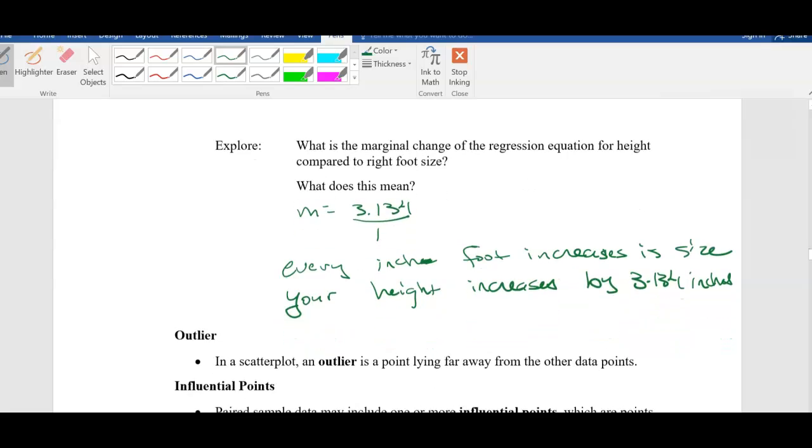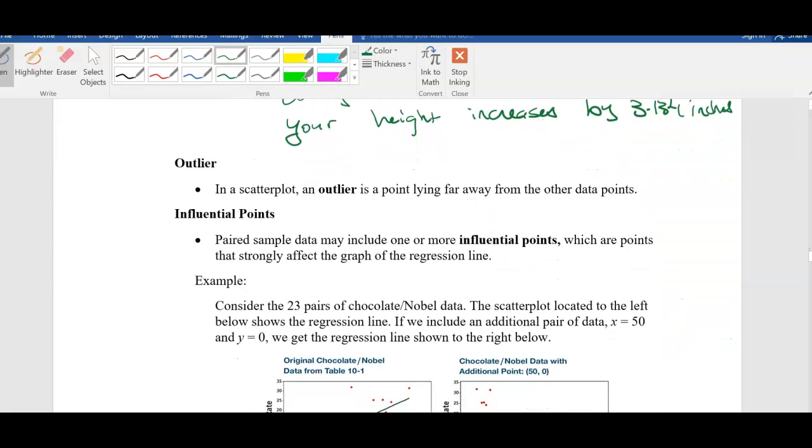Remember your outliers? Right now we don't have a good way to find outliers other than looking at each data set, but you've got to remember the outliers lie far away from the other data points. So if they are weird, you have to take them out.